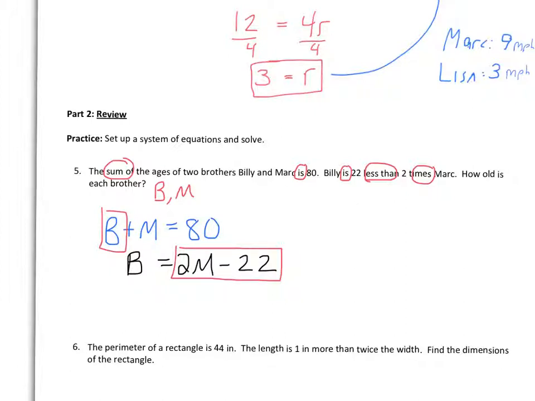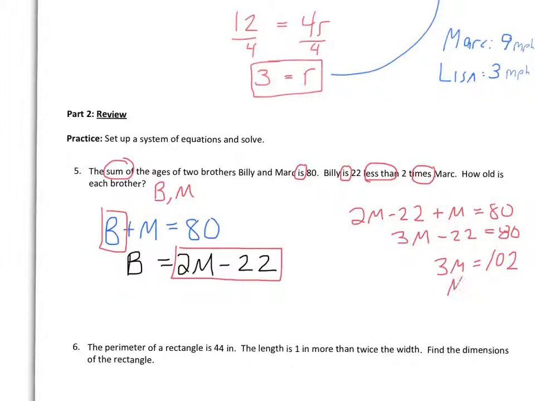So then 2m minus 22 plus m is equal to 80. So 3m minus 22 is 80. So I'll add 22. So 3m, what's 80 plus 22? Good job, 102. Then Charlie, when I divide by 3, what do you get? Good, Chuck. You get 34. So Mark is 34 years old.